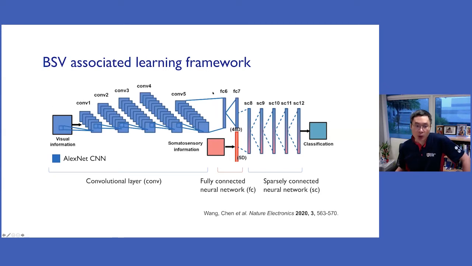In this part, we use a convolutional neural network, CNN, for picture analysis. We have another one for sensory information, the strain information, which is a fully connected neural network. But because in a lot of cases we have less data, we came up with another one, a so-called sparsely connected neural network, put together for processing and then classification. So this is the whole framework we developed.